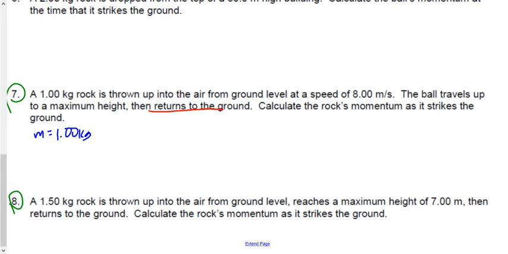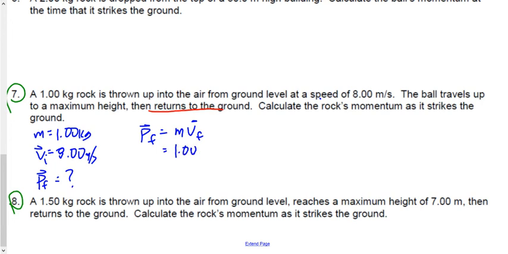Okay? All right. So our mass is 1 kilogram. We're launching at a velocity of 8.00 meters per second. It says a speed, but we know it's being thrown upwards, so I'm going to call it a velocity. Ball travels up, max height, returns to the ground. What's the momentum as it strikes the ground? By the way, that's VI. I want to find PF. And just like a couple other questions we've had, PF is M times VF. M is 1.00 kilograms, but I don't know what VF is.